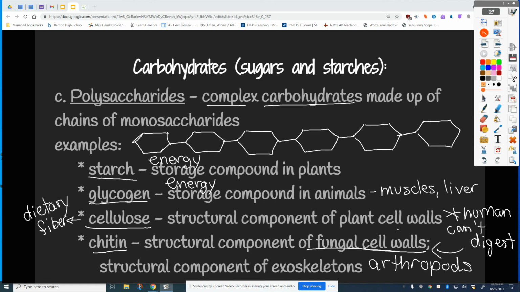But chitin is structural for fungus and arthropods, cellulose structural for plants. Feeling okay? All of these are a bunch of monosaccharides put together to make something bigger.